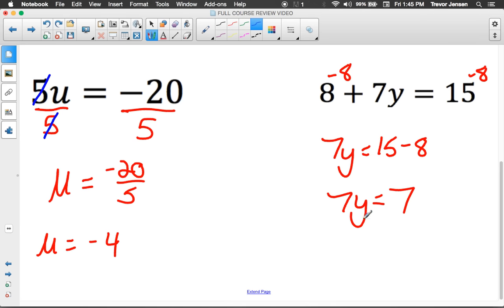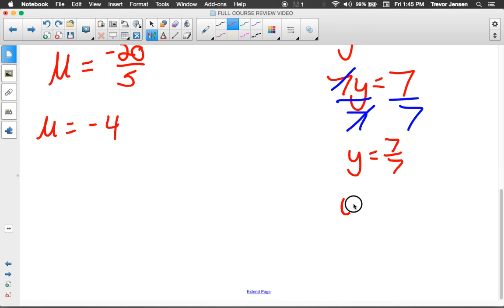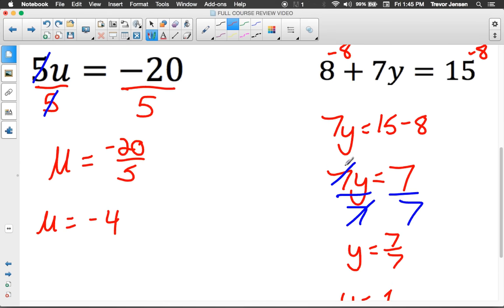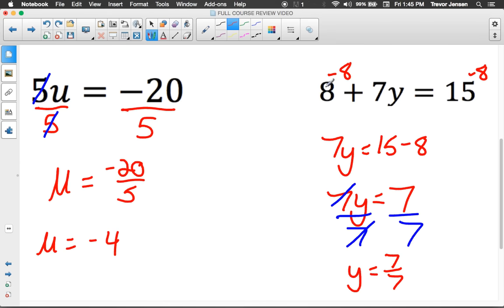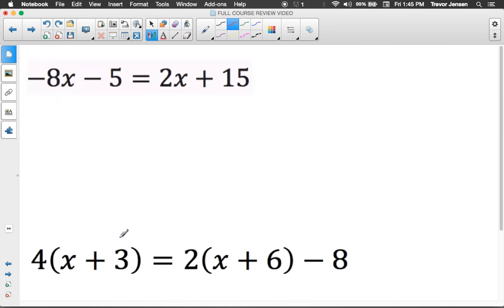Right now the y is being multiplied by 7. To separate a coefficient from a variable like this, we have to divide both sides by the 7. And these 7's on the left cancel out because 7 divided by 7 is 1. So all we have left is y equals 7 over 7. And 7 over 7 is 1. So there's our final answer. You can double check. If we plug 1 into this equation, 8 plus 7 times 1 is 15. We have the right answer.